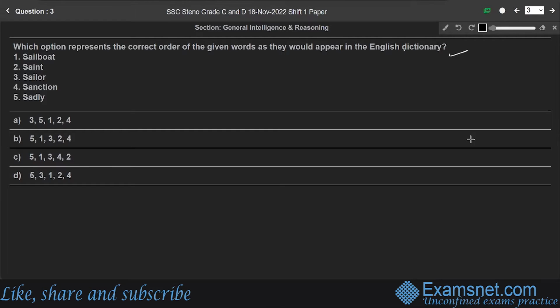Question number 3. Which option represents the correct order of the given words as they would appear in the English dictionary? So we have 5 words here. Each word starts with S, and their second letter is also A. So focus on the third letters. In 3 words we have the third letter as I, and in the remaining 2 words we have N and D respectively. Here D comes before I and N. Therefore, the third letter D comes first.